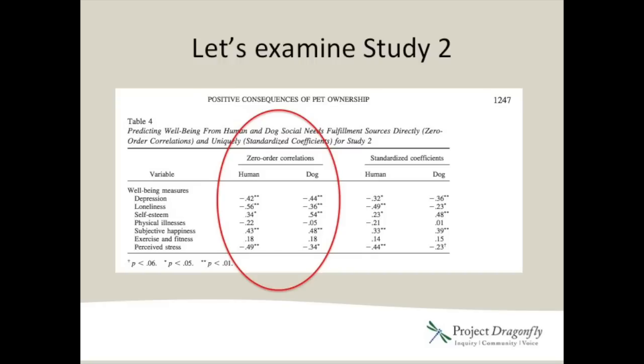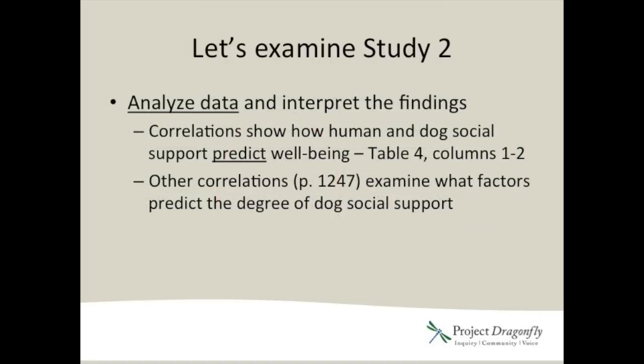The other two variables involving physical illnesses and exercise and fitness did not show a statistically meaningful relationship. So the analyses for Study 2 demonstrated that there were correlations showing that as people's human social support and people's dog social support increased, participants reported better well-being. There are other correlations presented in the paper that explain what predicts the extent to which people have dog social support, and you can refer to the paper for more details on these hypotheses.